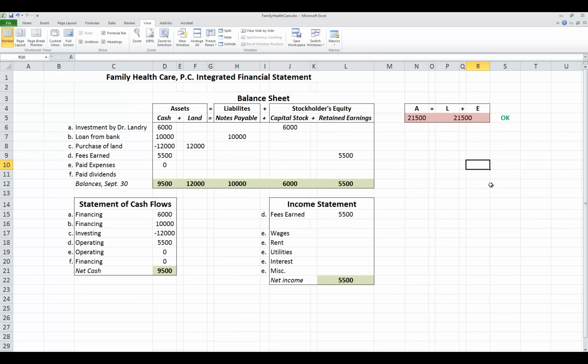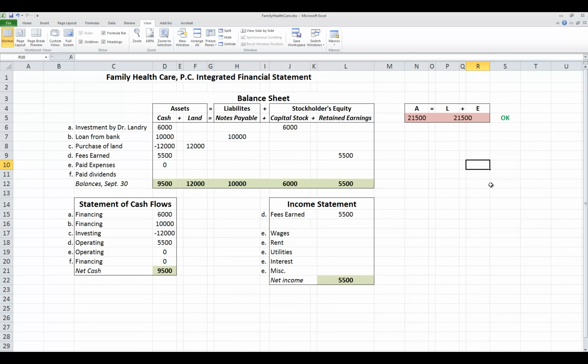We have our $5,500 we retained of our earnings in transaction D, and we still have our $10,000 liability to the bank. So everything balances out, $21,500 and $21,500. Okay, so now we are to our paid expenses. Of course, running a business requires the payment of certain types of expenses like wages and utilities and stuff like that. So now we're going to go down to the income statement.